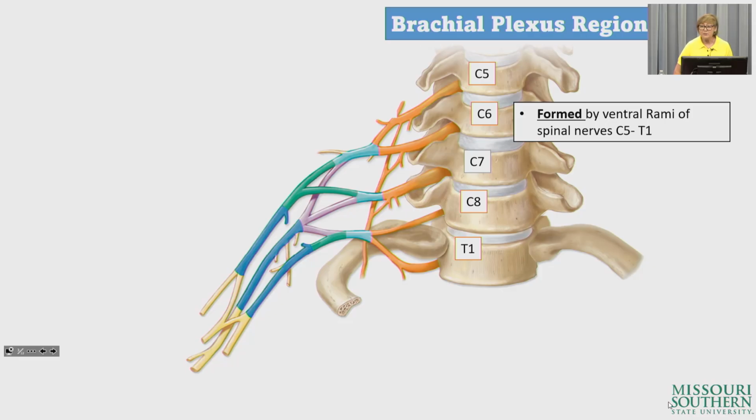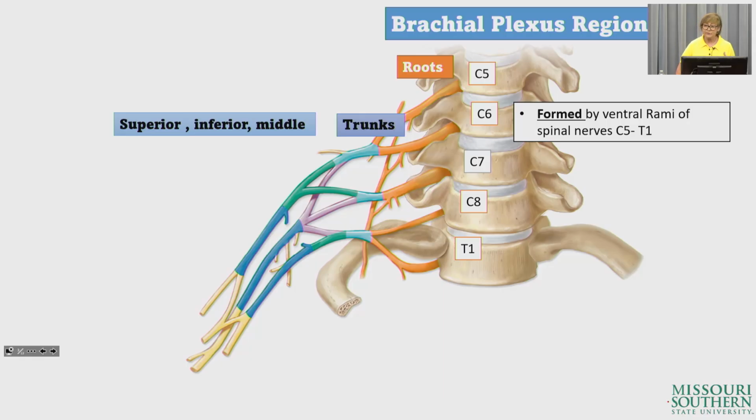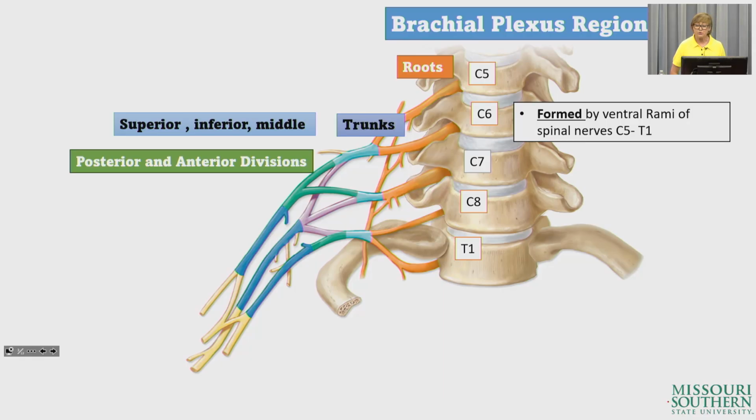So, the brachial plexus is formed by ventral rami of spinal nerves from C5 to T1, known as roots. Don't confuse the roots of the brachial plexus with roots of the spinal nerves. In this case, roots is just the name of the region of the brachial plexus. Roots join forming trunks. There are three trunks: superior, inferior, and middle trunk. Trunks split, forming divisions, anterior and posterior divisions. All of these three regions of the brachial plexus are located within the neck.